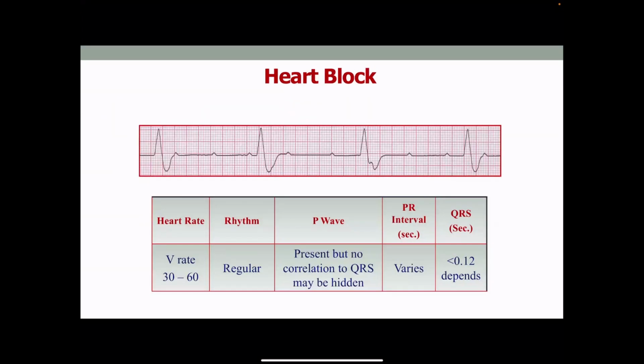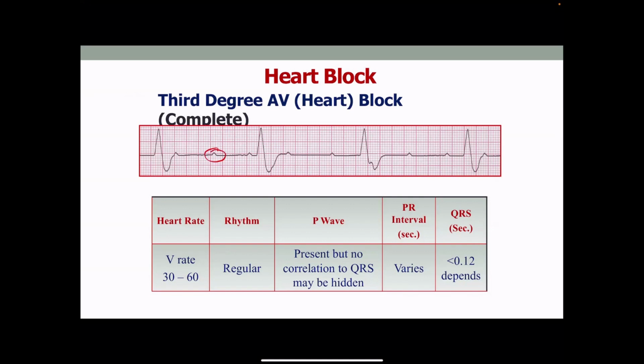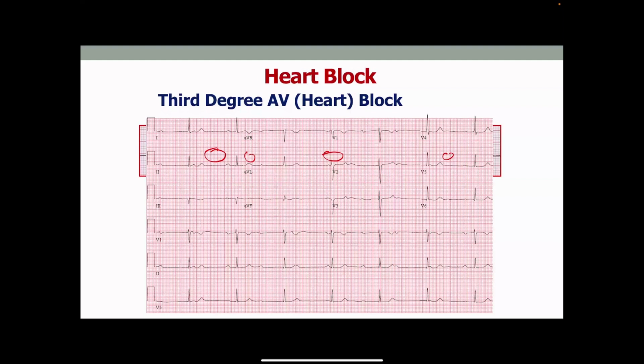Now what about this one? Third degree. Is it third degree? Yeah, it is. Why? Because you see this P wave, it's alone. And then this P wave is really close to the QRS. This P wave is really far from the QRS. This one is in the middle. So the P waves aren't synchronized with the QRS complexes. This is third degree. Same thing here.